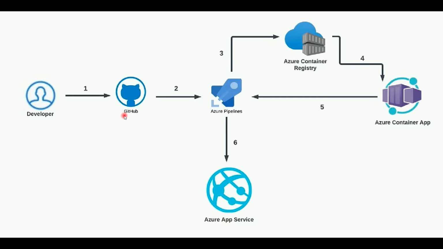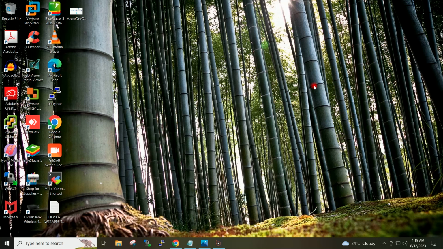And after the completion of the build pipeline, the release pipeline will automatically get triggered. And the release pipeline will actually pull the artifact from the build pipeline, which is the image on the ACR, and using that image it will deploy the Azure Container App on the Azure App Service, and we will be able to see the changes on the application. So let's start building our project.